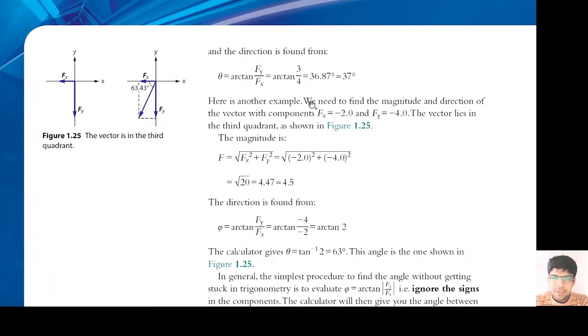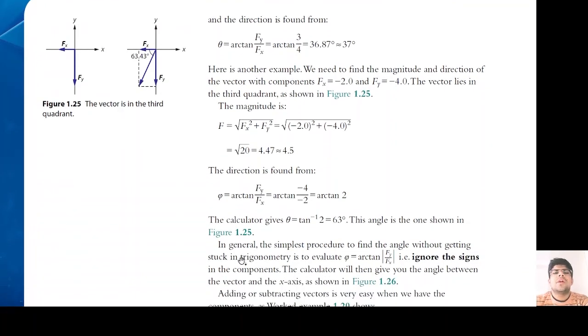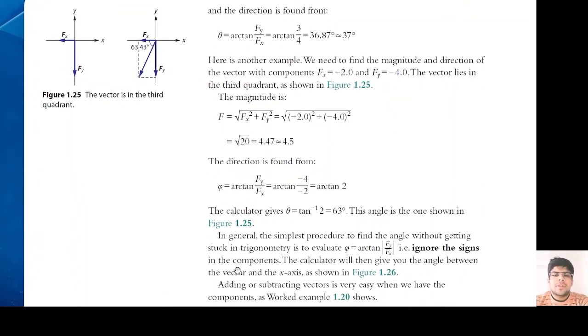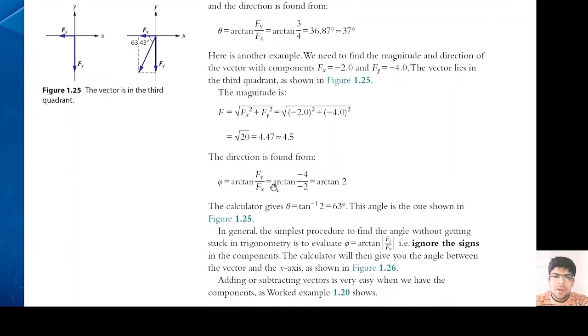So here is another example. We need to find the magnitude and direction of the vector with components Fx equals -2 and Fy equals -4. The vector lies in the third quadrant as shown in figure 1.25. F equals root over Fx squared plus Fy squared, which equals root over (-2) squared plus (-4) squared, which gives us approximately 4.5.